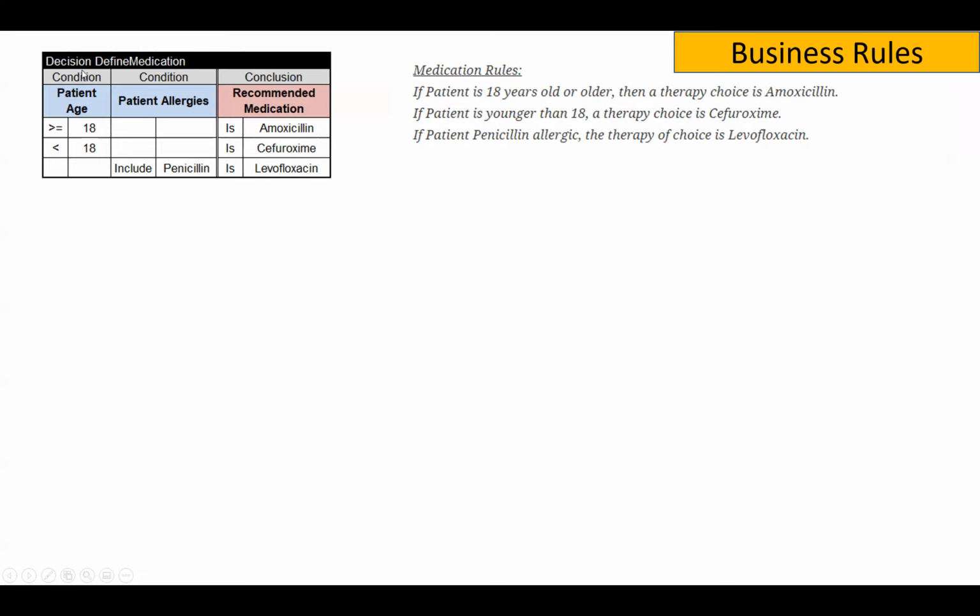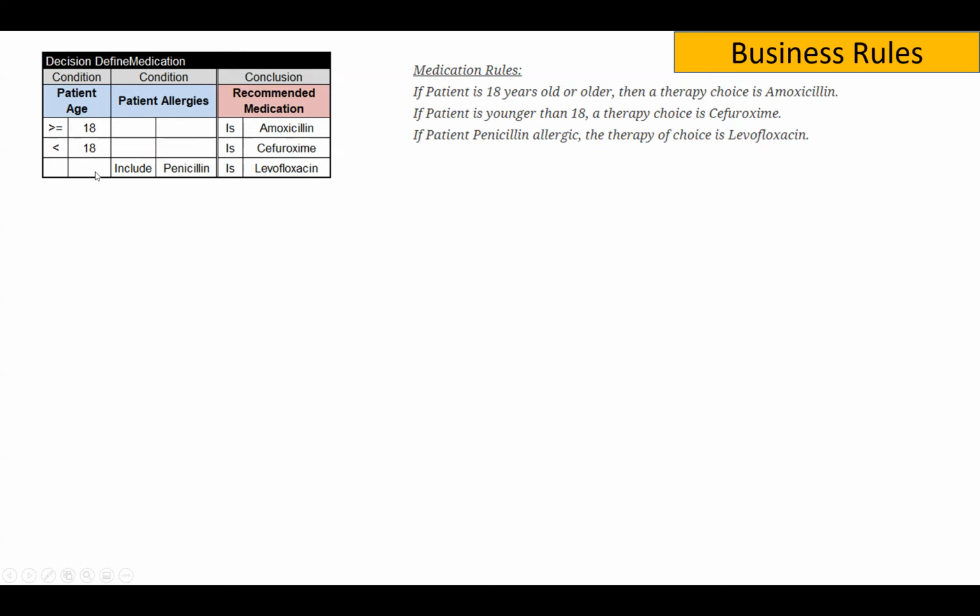Let's look at the first condition and the first rule. We can read it exactly like here in plain English. If patient age is more or equal to 18, then the recommended medication is amoxicillin. But let's assume that this patient is 25 years old. Then the first rule would be executed. When we go to the second rule, it will check, is the patient age less than 18? No, it's 25, it's more than 18. So the second rule would be skipped.